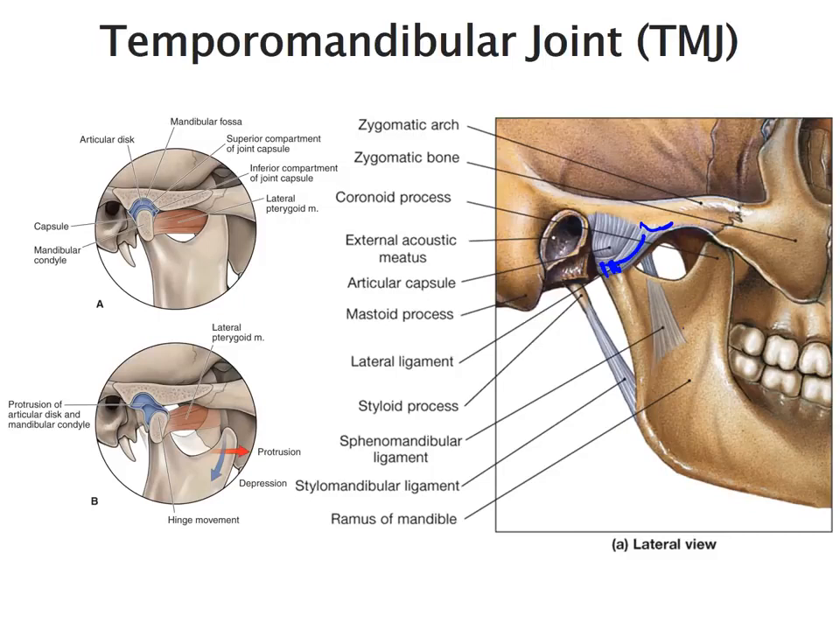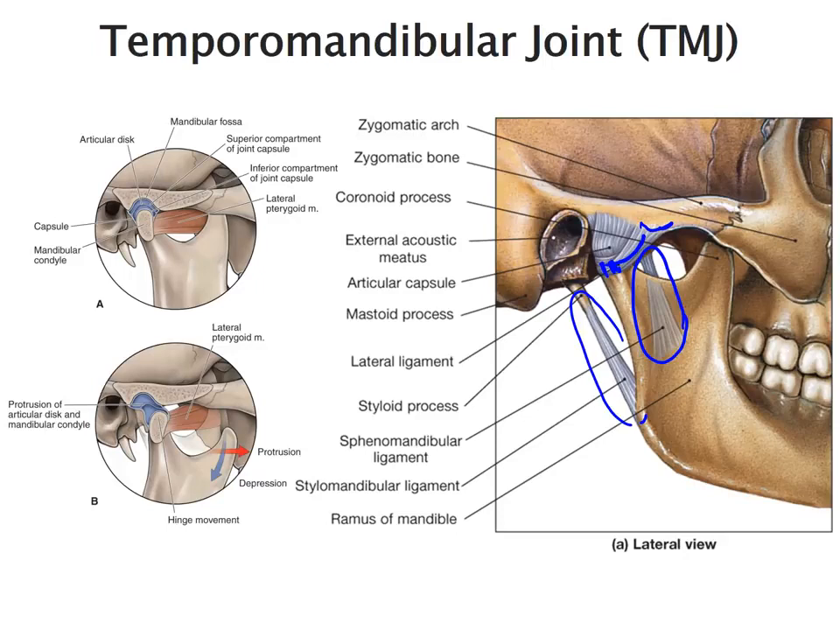The sphenomandibular ligament, as shown here, helps to anchor the medial ramus of the mandible to the sphenoid bone. And lastly, the stylomandibular ligament, shown here, connects from the styloid process down to the angle of the mandible. Collectively, these ligaments help to prevent the mandibular condyle from slipping inferiorly out of the mandibular fossa.